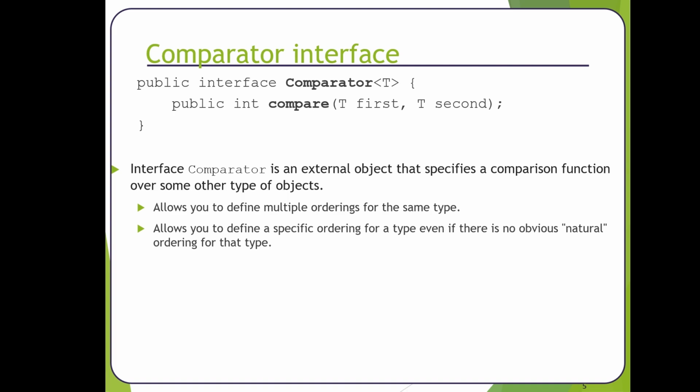One more thing is the Comparator. public interface Comparator is one more way to sort class data types. We have a compare function, which takes two parameters, first and second. The Comparator interface is an external object that specifies a comparison function over some other type of object. It allows you to define multiple orderings for the same type. It allows you to define a specific order for a type even if there is an obvious natural ordering of that type.